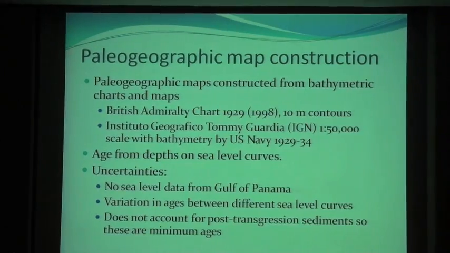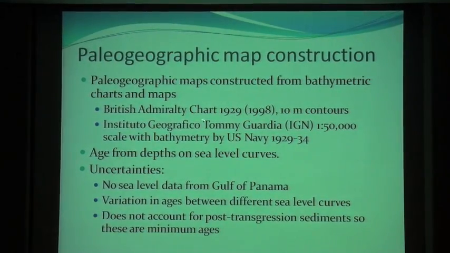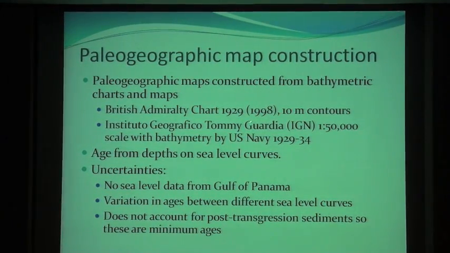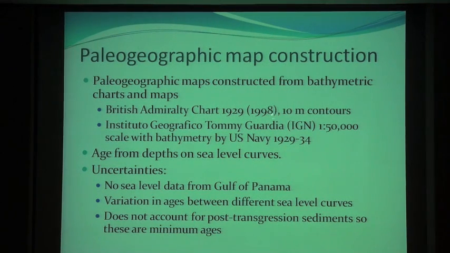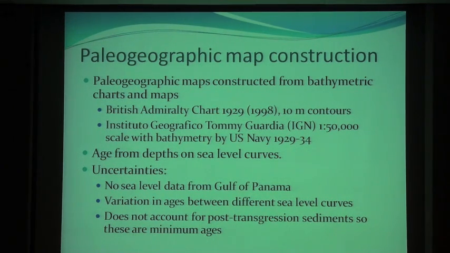The first one is for the whole of the Gulf of Panama based on a British Admiralty chart. It's the most complete one that I can find, and it's based on US Navy surveys from the 1970s. And then there are a more detailed series of maps from the Instituto Geográfico Tomé Guardia, based on their 1 to 50,000 scale topographic maps. And those maps, the ones for the Pearl Islands, have detailed bathymetric data, soundings data, carried out by the US Navy in the late 1920s, early 1930s.